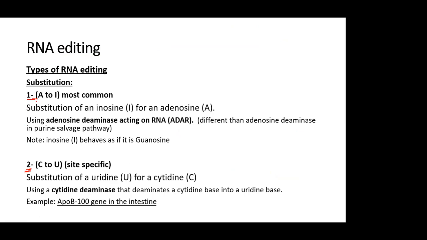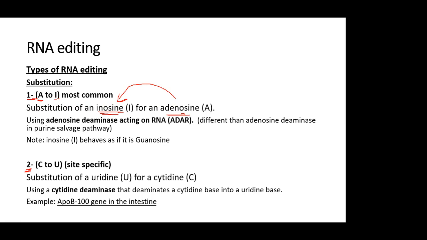The first one is a substitution of A to I. What does that mean? Instead of adenosine, we will have inosine, which is a nucleoside. Sorry, instead of adenosine, we will have inosine. A to I. You can read it as a substitution of an inosine for adenosine. So we'll bring the inosine instead of the adenosine.